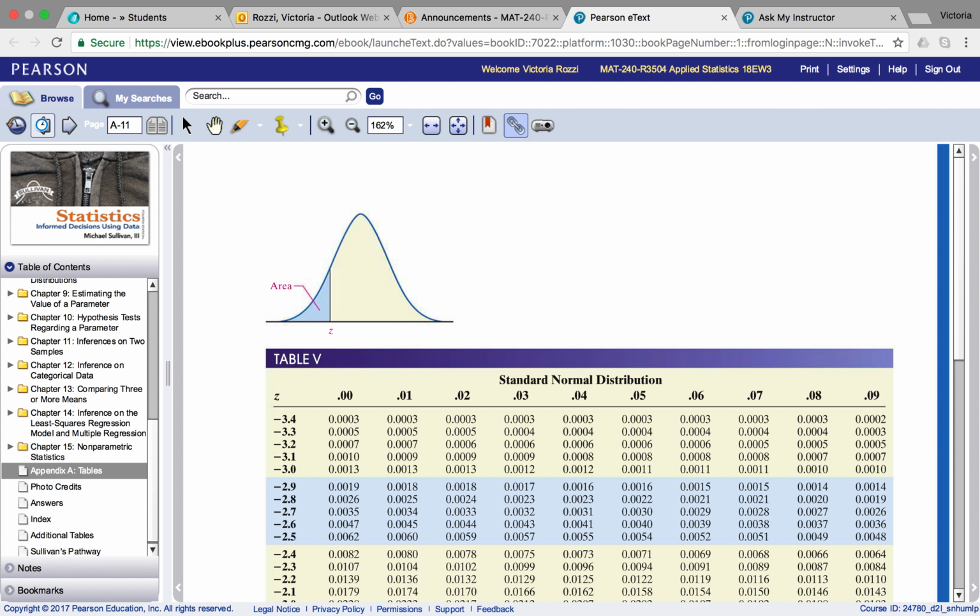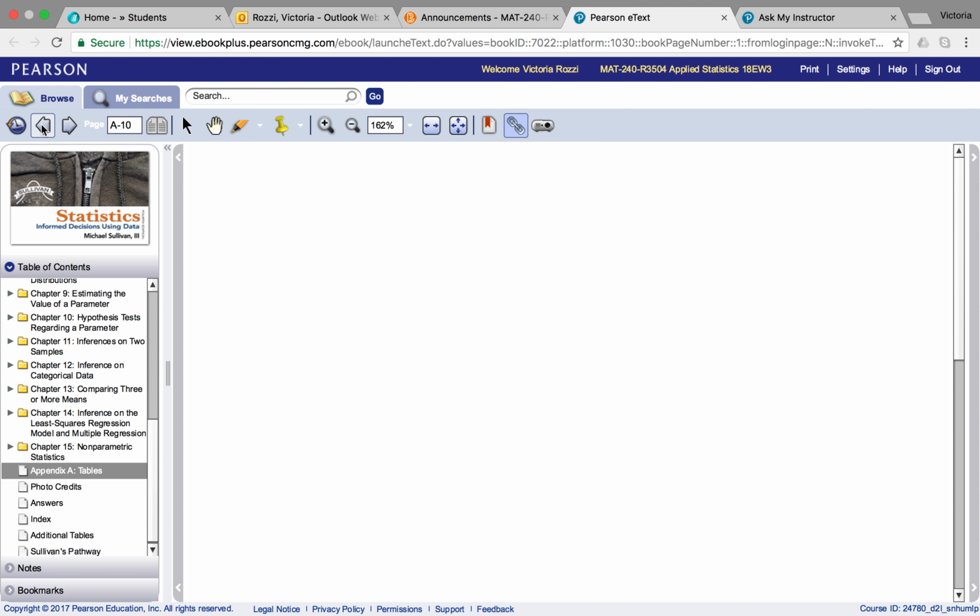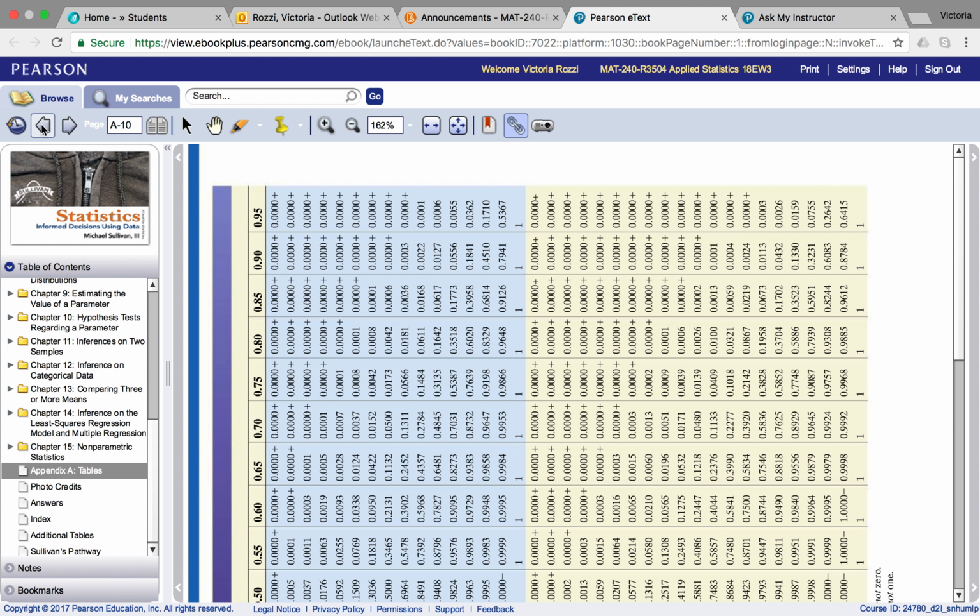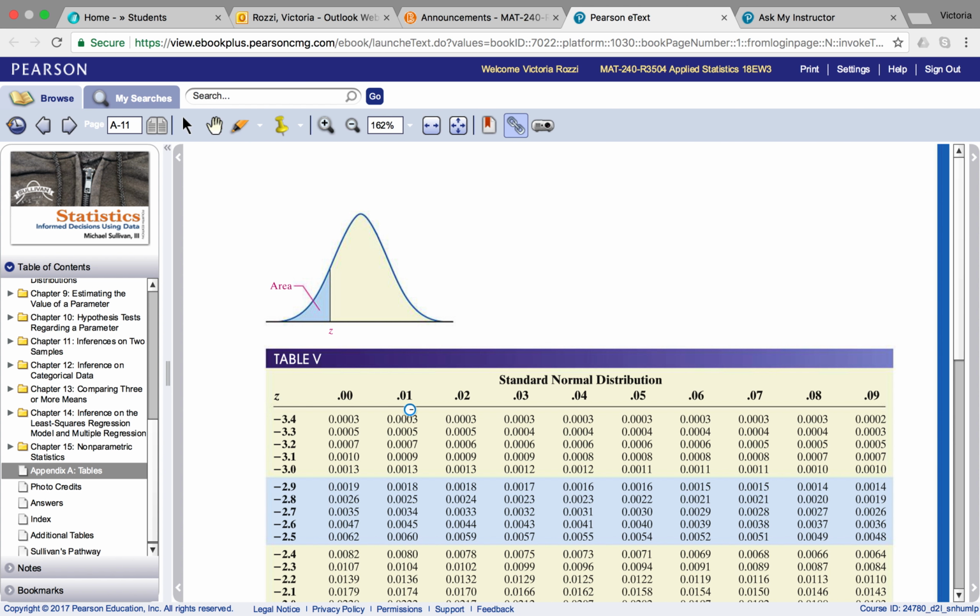So I think that it may be 10 and 11. Let me just go back one page. Nope, it's 11 and 12. So here's the negative side of the distribution, and then you have the positive side of the distribution.